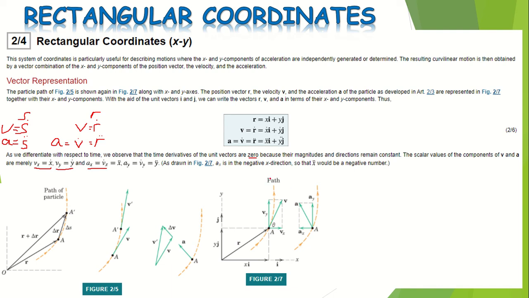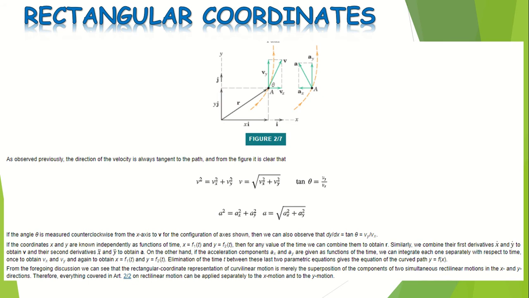Okay, so we will use this concept, class, in solving some examples. We have just one example, and then I will cut the video and make another video for the next example, so that it will not be very long. As observed previously, the direction of the velocity is always tangent to the path, as I mentioned a while ago.